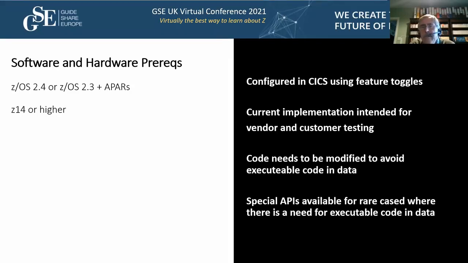There are some very rare cases where one does need to have storage in which the data can be executed. This in particular happens with some vendor code, and for that purpose we've got some special APIs that can be compiled with the CCIB, where you can get that type of storage.